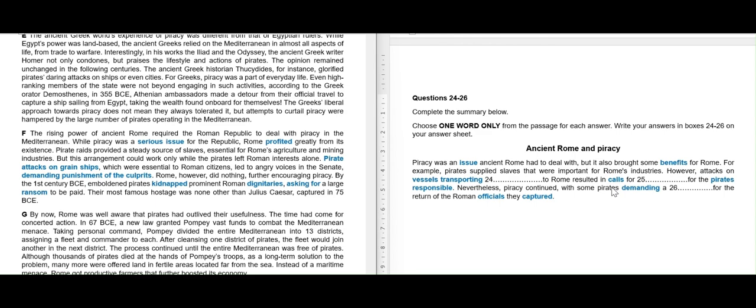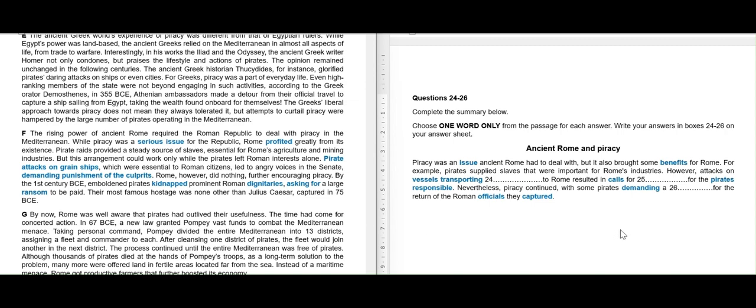Question 25 says, these attacks resulted in calls for the pirates responsible. The keywords are calls for and pirates responsible. Now, calls for means to ask for or demand something. You can easily find these keywords in the paragraph. Demanding punishment of the culprits. Demanding is synonymous to calls for, and culprit is someone responsible for the wrongdoing. So, the answer is punishment.